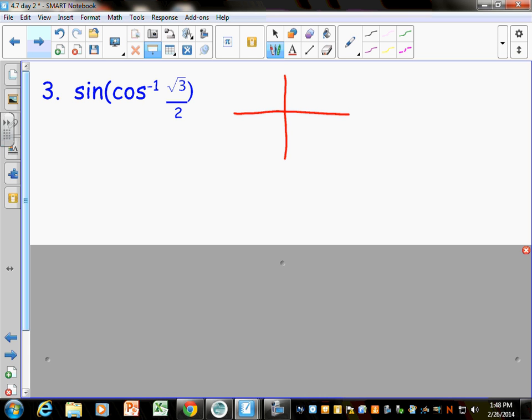Cosine from 0 to pi, you have to be over here in quadrant 1. It's got to be pi/6 or pi/3, right? That's the only one that has square root of 3 over 2 in it. And x is pi/6. Right? I don't know what else to do at this point if you don't know those values. Which means I can replace this with pi/6.